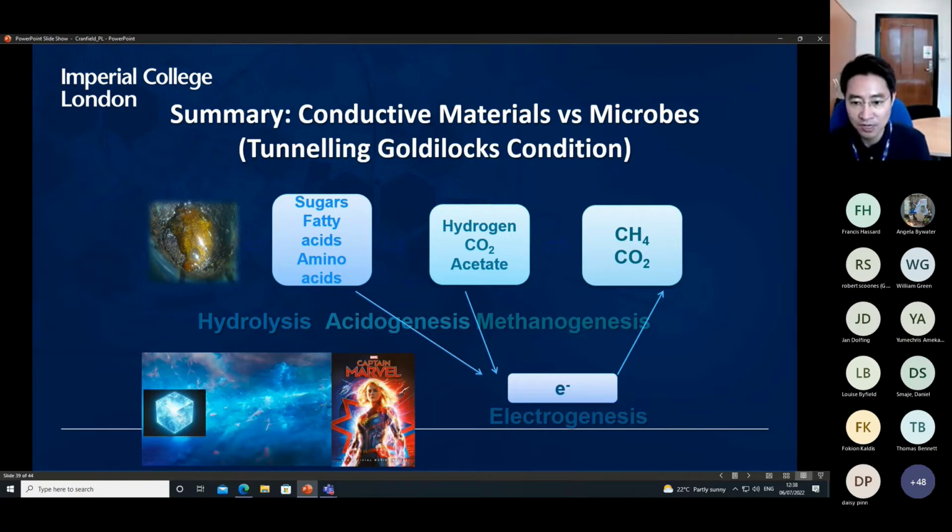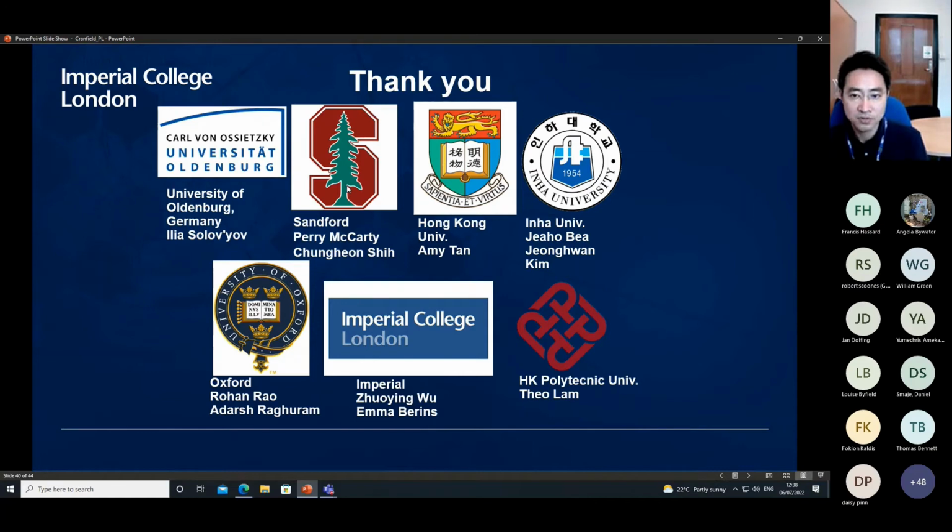Okay, so this is the project we're working on. We started with INHA and Stanford, and then other groups from different parts of the world, like Hong Kong and Oxford as well. That's pretty much what I have so far. Okay, thank you.